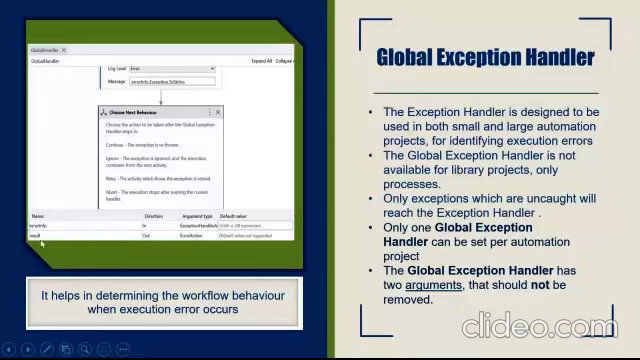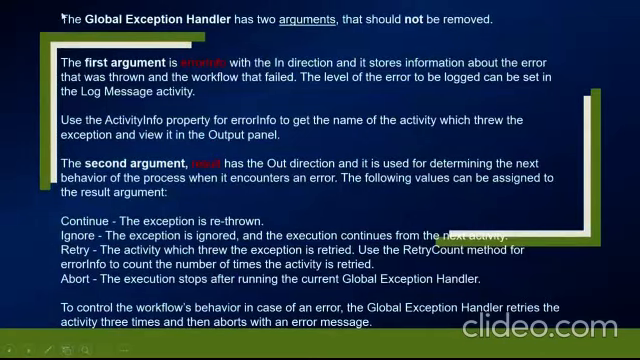So we will get the details of the error using the error info, and in the result you can define a different type of behavior, how the bot should behave for your automation. So we will look into an example and we will see how it is used. The global exception handler has two arguments that should not be removed, as I mentioned in the previous slide. The arguments are error info and result.